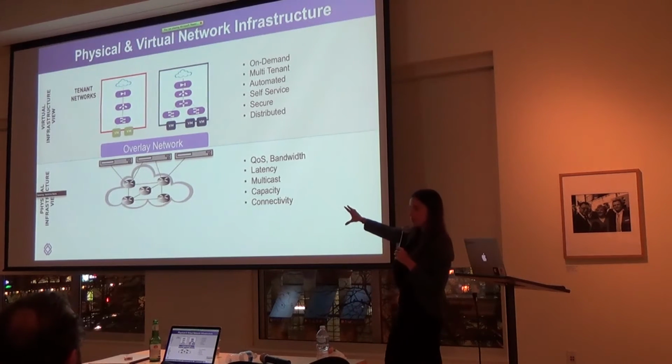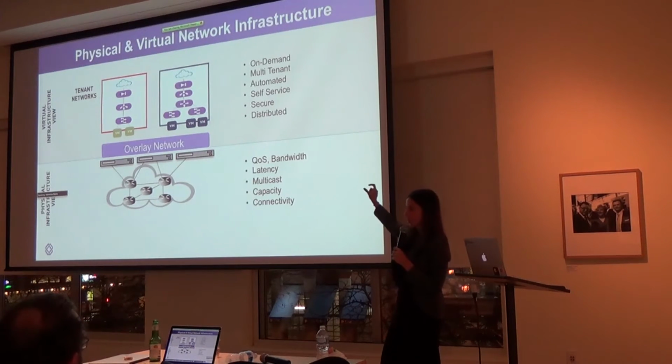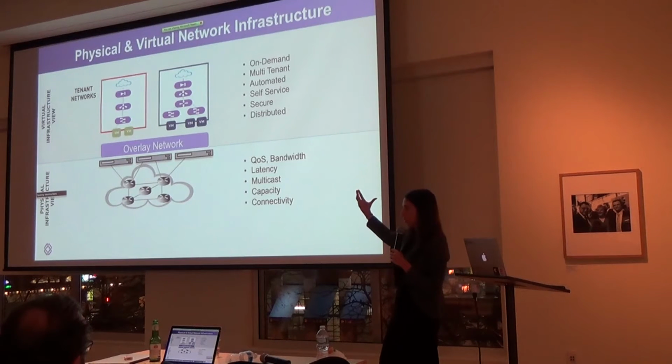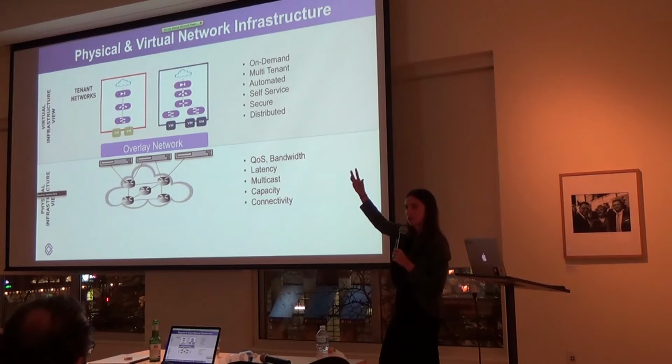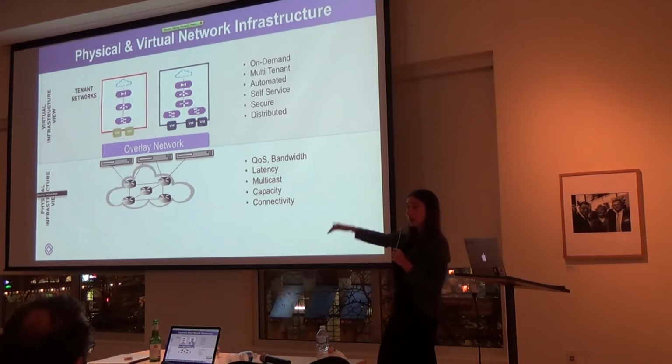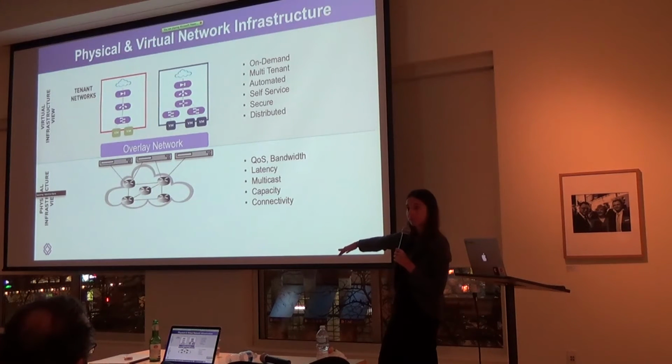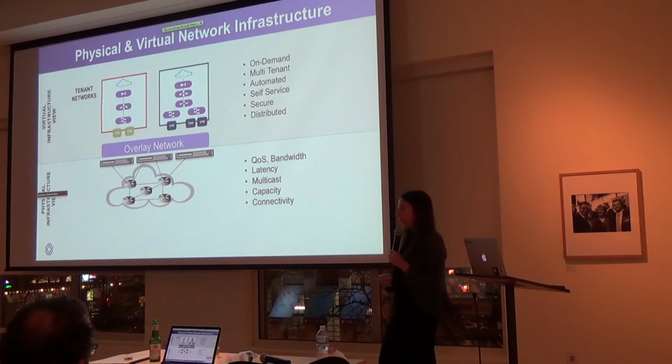You have your physical infrastructure, you have some form of software abstraction layer, which is what we call the overlay network. And then on top of it, you have the ability to create tenant networks, which are now completely decoupled from the underlying infrastructure. That's the beauty of it. Now, why is that beautiful and why is that powerful?